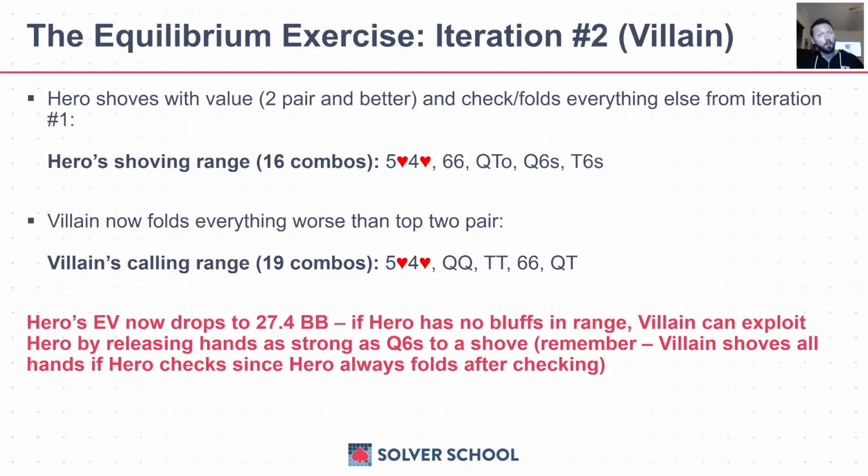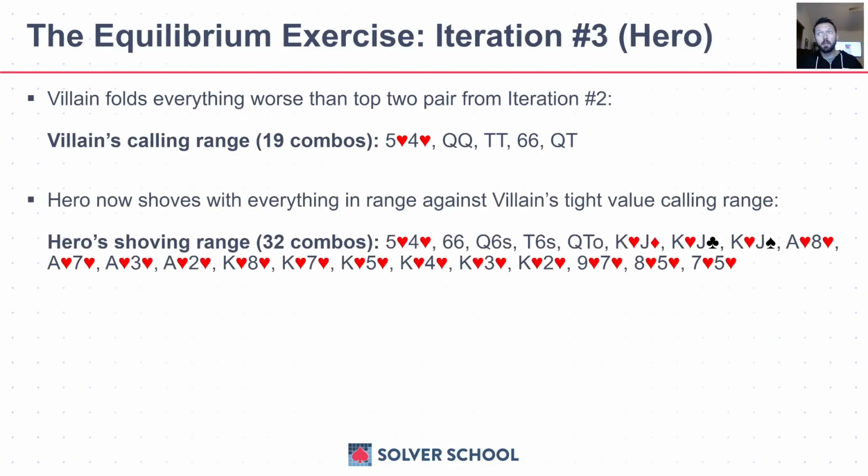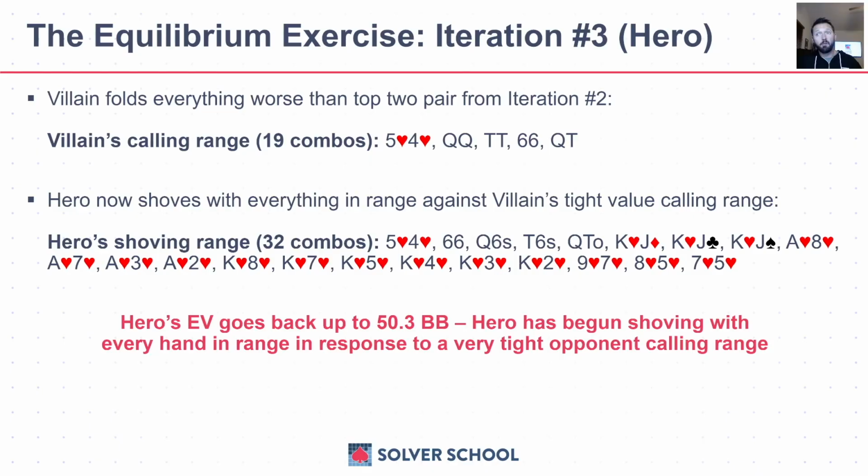So now we're going to flip this again, and we're going to say, if villain is only calling with this range, what is the best response for hero? And what we find here is, now if villain has this super tight range, it's profitable for hero to shove with everything in range against this tight value calling range. Hero's EV skyrockets back up to 50.3 big blinds. So by shoving every hand in range in response to a very tight calling range, hero's just going to take advantage of the fact that villain is folding far too much. So villain is way over folding, and hero's going to be making money that way.